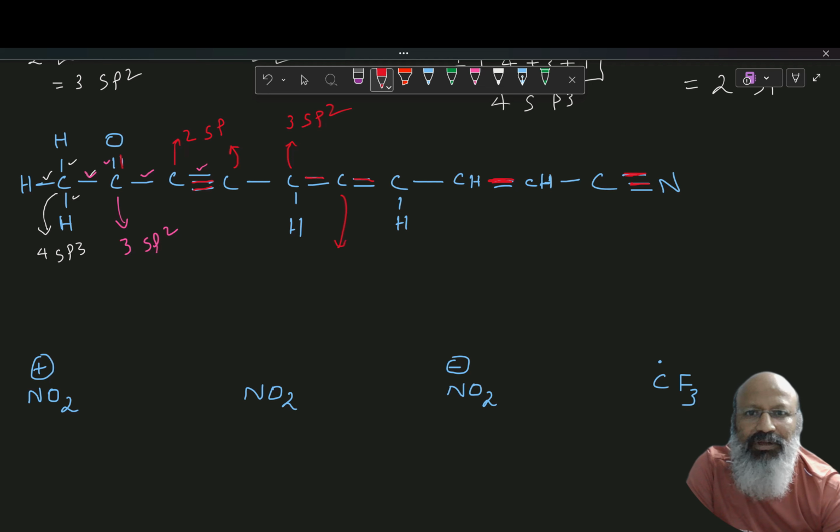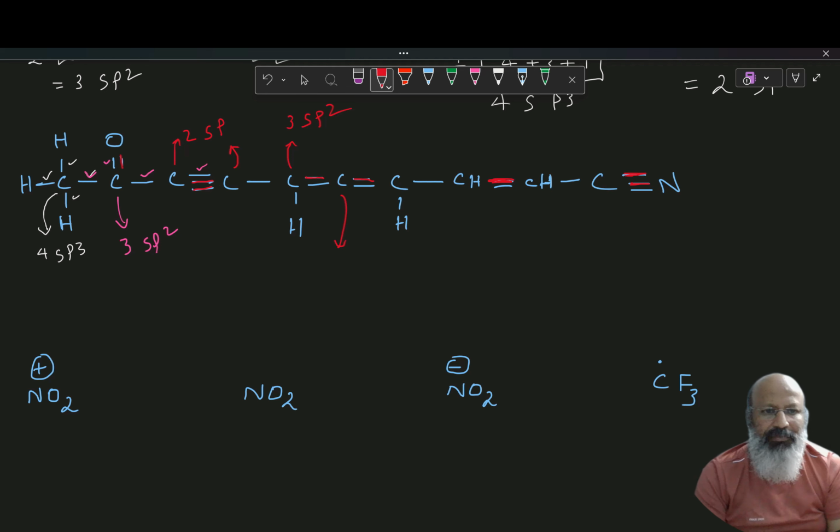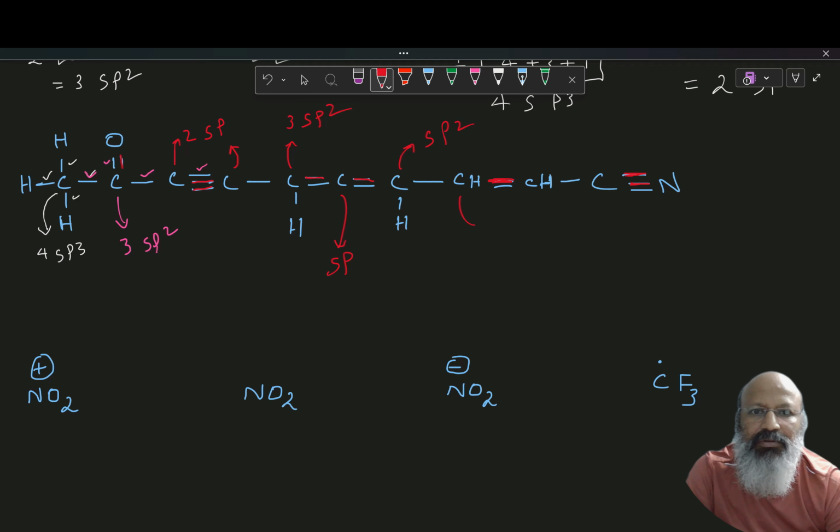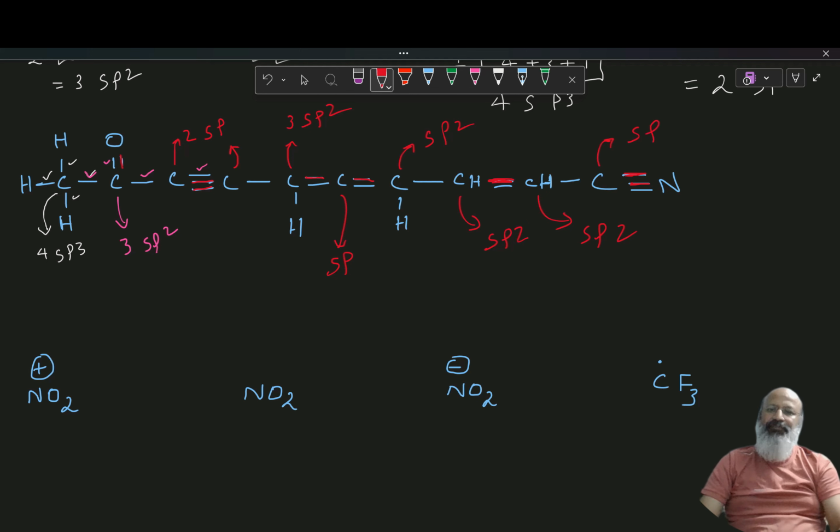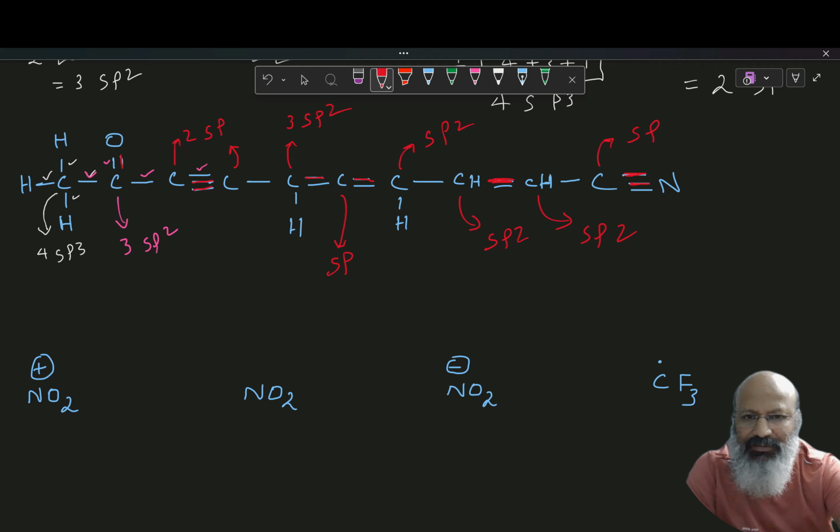For this carbon there are only two blue colored bonds and two red colored bonds are pi bonds. Again I am repeating, in a multiple bond one is sigma, the rest are pi. This one sp2, 3 sigma bonds, again 3 sigma bonds, sp2, 3 sigma bonds, sp2, 2 sigma bonds, sp. Okay. I'll take one more example like this later on.